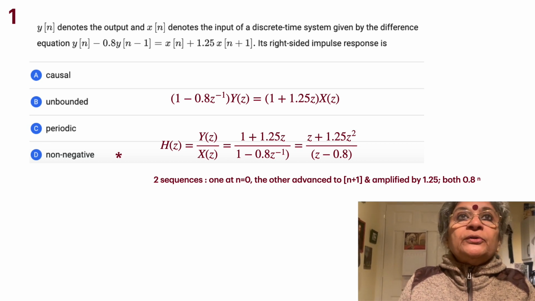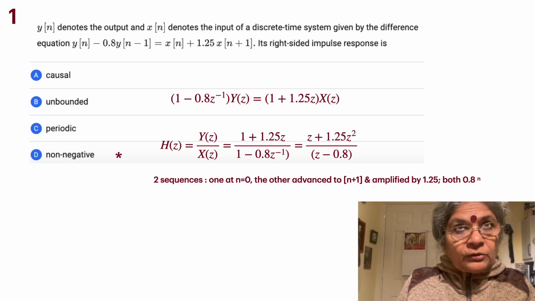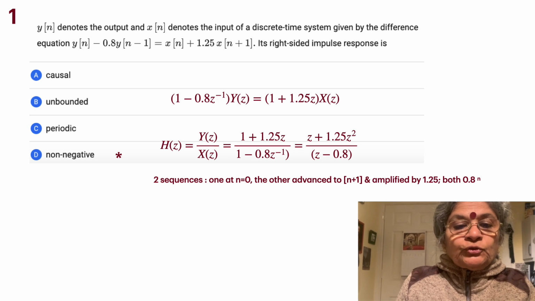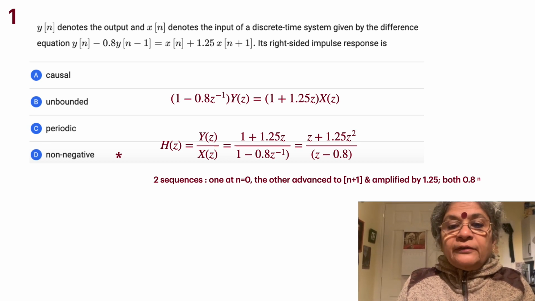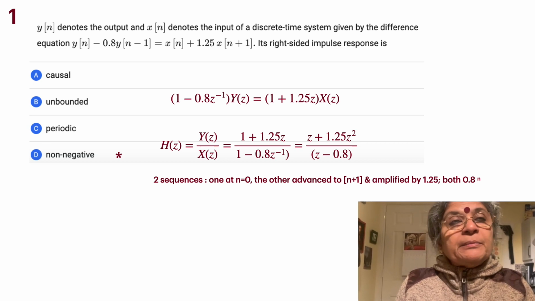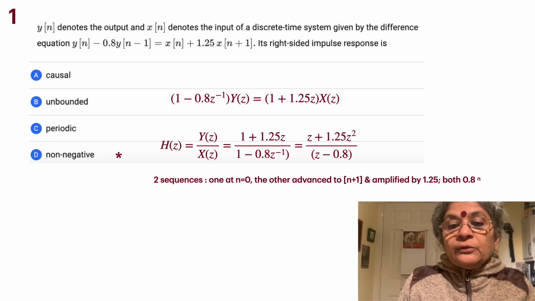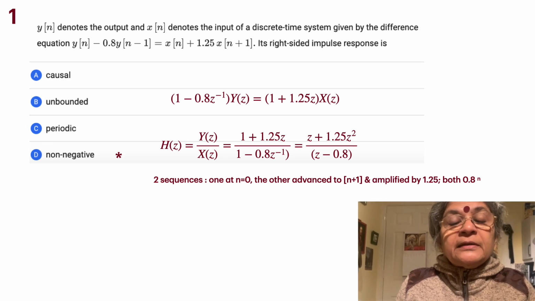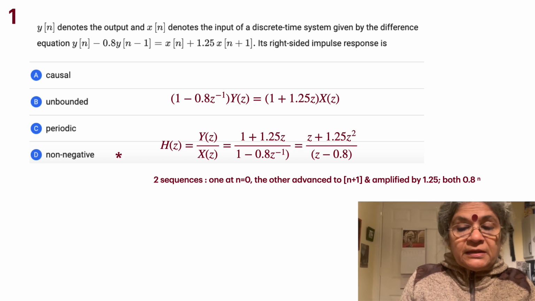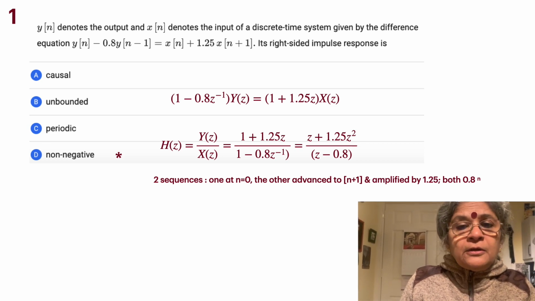It talks about the uniform sampling rate or sampling period. Now we have two sequences, one at n equal to 0, the other advanced by one time unit, which occurs at n plus 1. Now what is asked out of it? Its right side, the impulse response is... Is it causal? No, it's not causal.